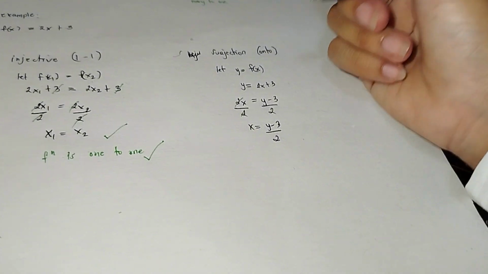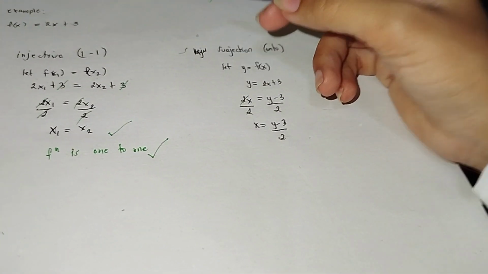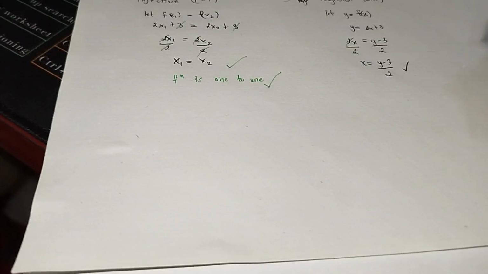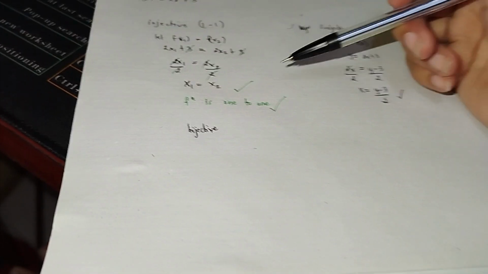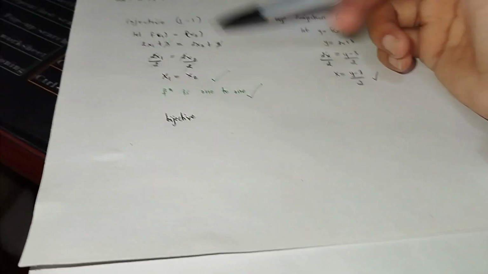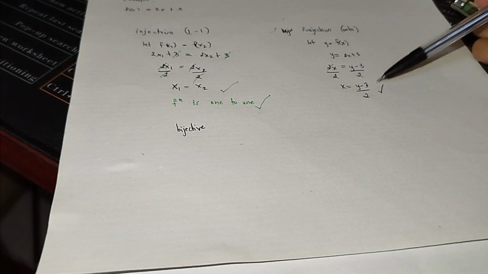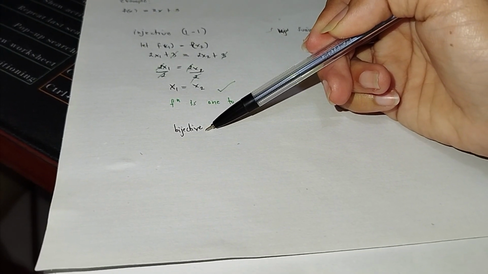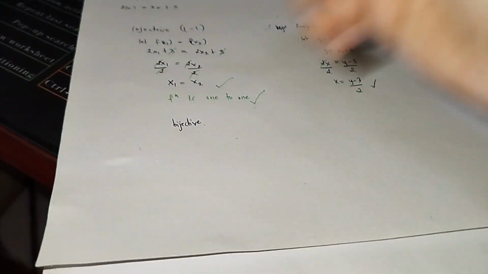The answer is x is equal to y minus 3 all over 2. So, is this function surjective? Yes. Now let's confirm if this function is bijective. Our function is confirmed as bijective since we already proved that this function is injective and at the same time surjective. So basically, this is definitely bijective. Let's write it for the formality of this given.